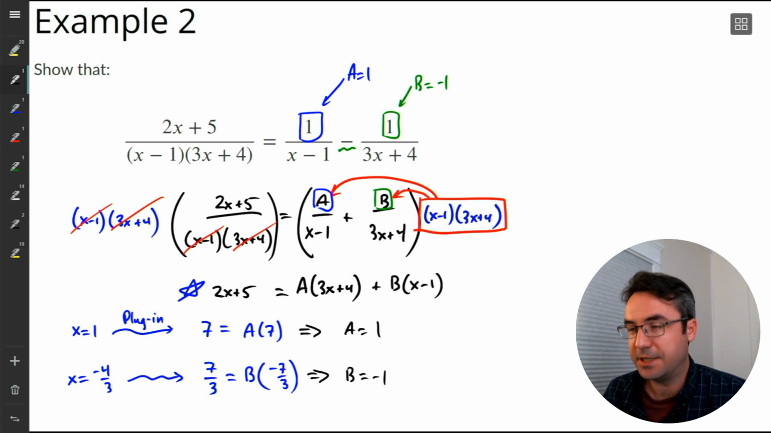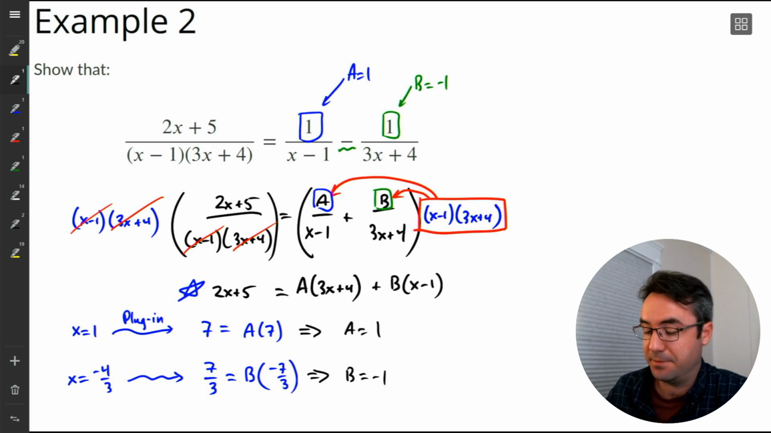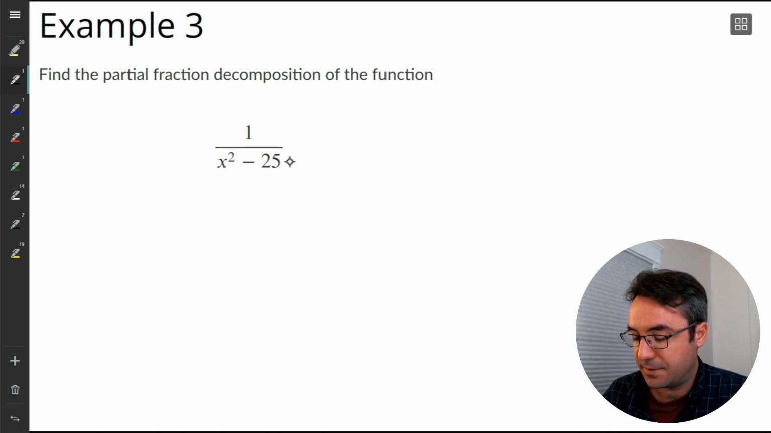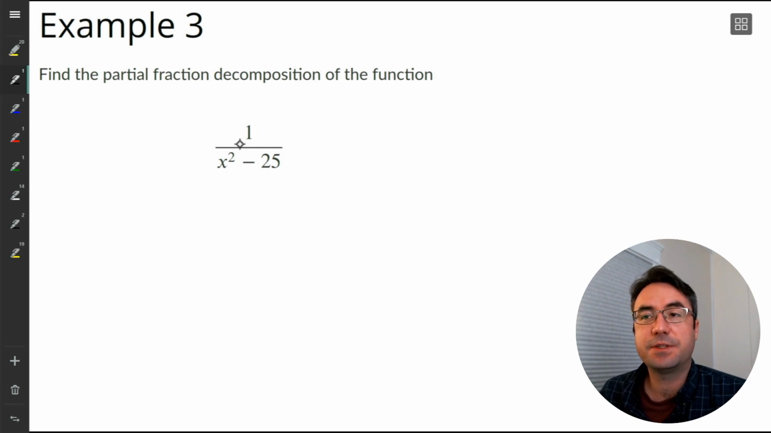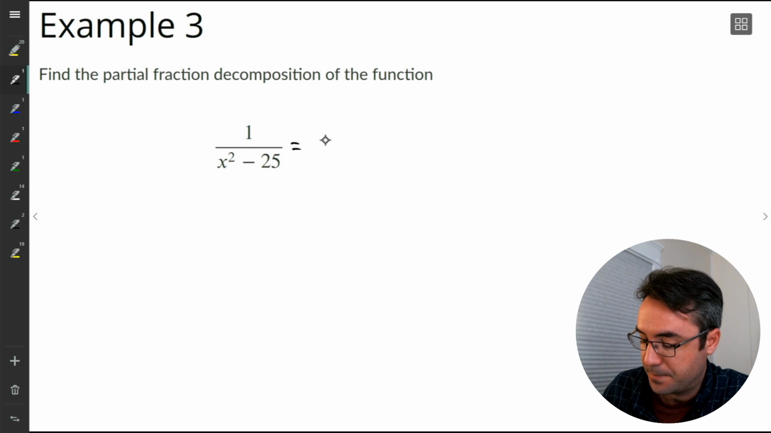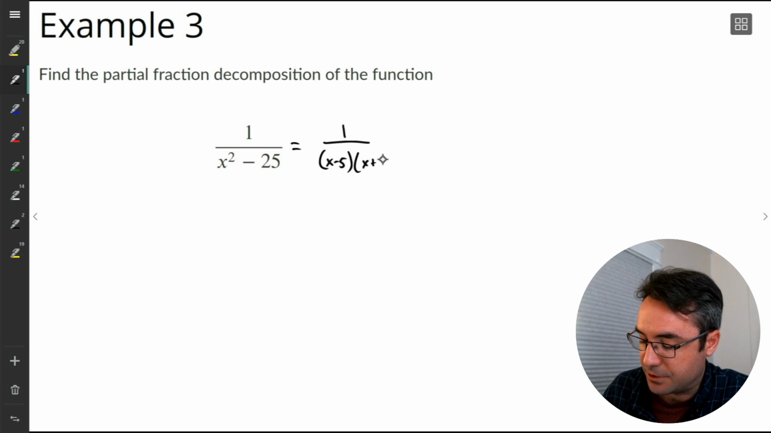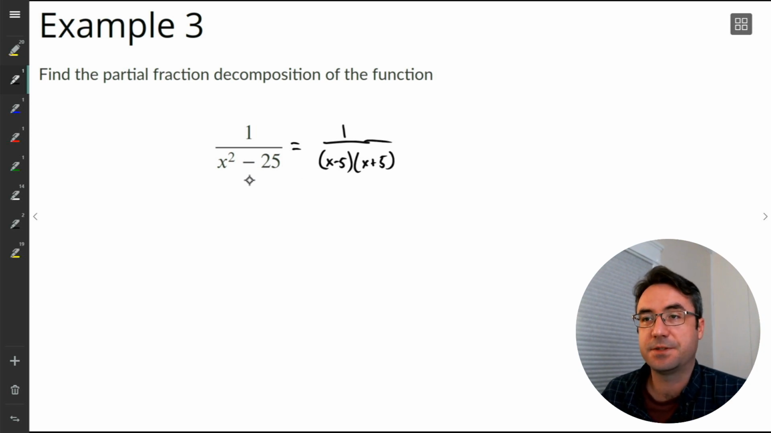All right, so let's try one where we don't know the answer ahead of time. Let's try example 3, where we're going to find the partial fraction decomposition of the rational function 1 over x squared minus 25. So let's start with this rational function, and notice that it's not factored, and we can factor this denominator down a bit. It's not an irreducible quadratic. You can factor this one down. So it factors into x minus 5 times x plus 5.